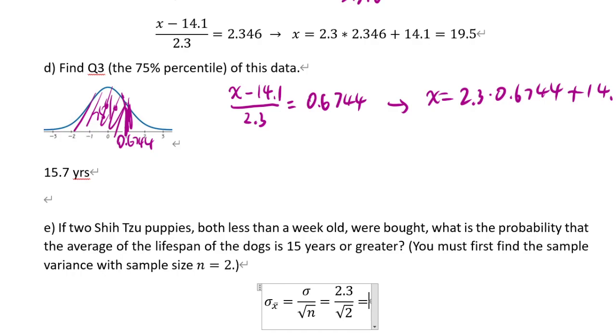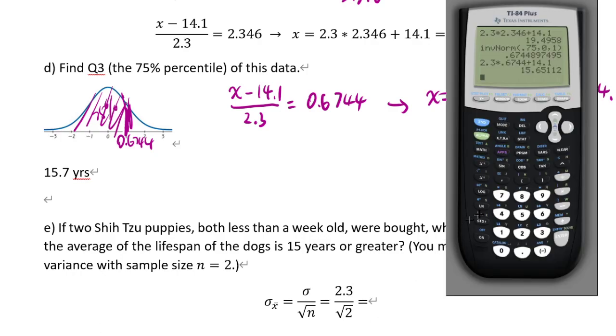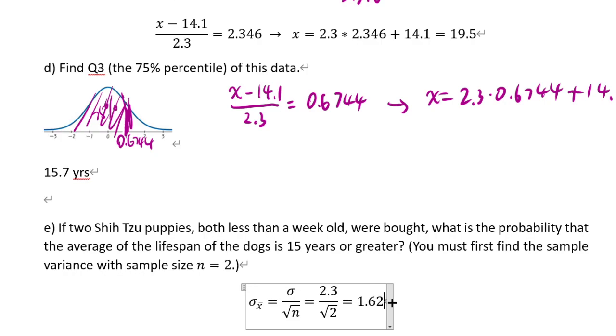And that will be 2.3 divided by square root of 2, which is 1.626. So the new standard deviation is smaller because if you take averages, they don't vary that much as before.